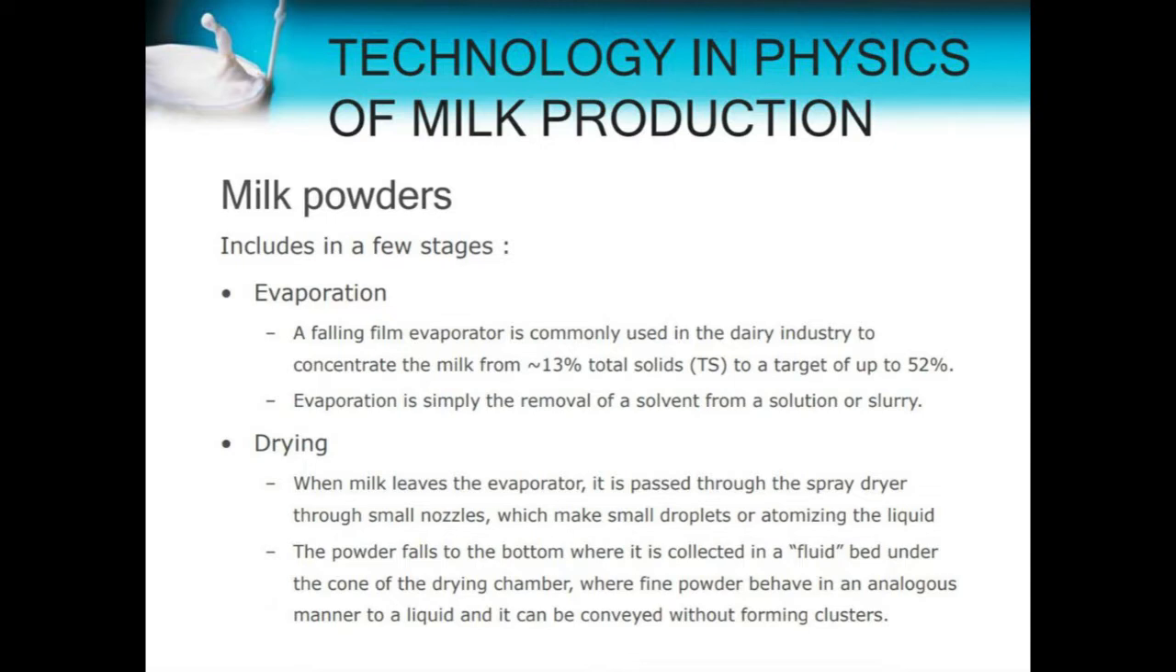When milk leaves the evaporator, it is passed through the spray dryer through small nozzles, which make small droplets, atomizing the liquid. The powder falls to the bottom where it is collected in a fluid bed under the cone of the drying chamber, where the fine powder behaves in a manner analogous to a liquid, and it can be conveyed without forming clusters.